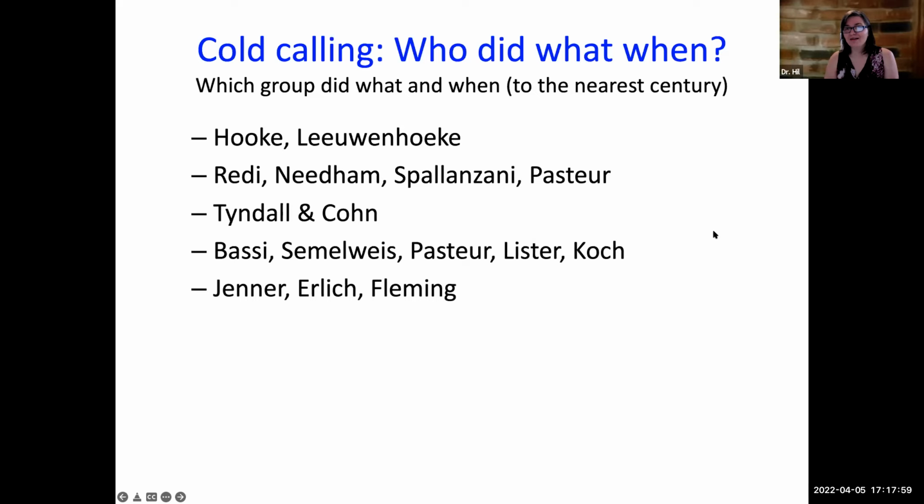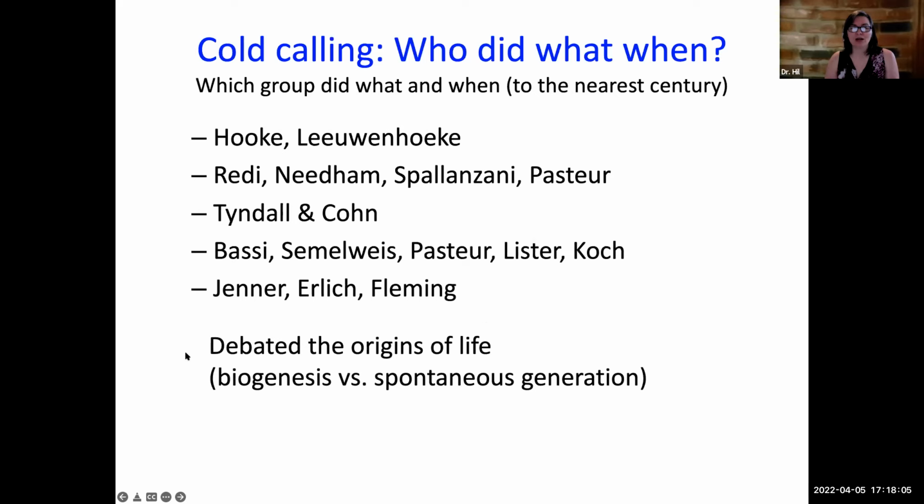Okay, so with all of that said, I'm going to show you my first. A group of scientists that debated the origins of life, so whether biogenesis or spontaneous generation is correct. The group of scientists is a group that all in some way, shape, or form contributed to this debate. And the person that I'm going to tap to try and answer this is Alex. Do you have a guess or do you want to pass?